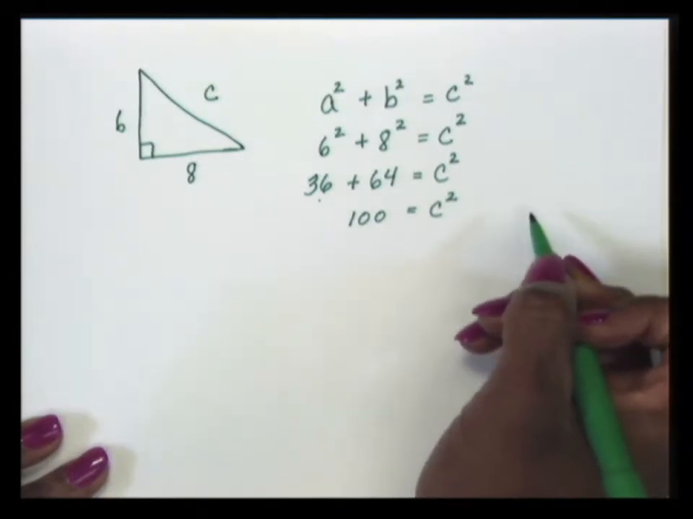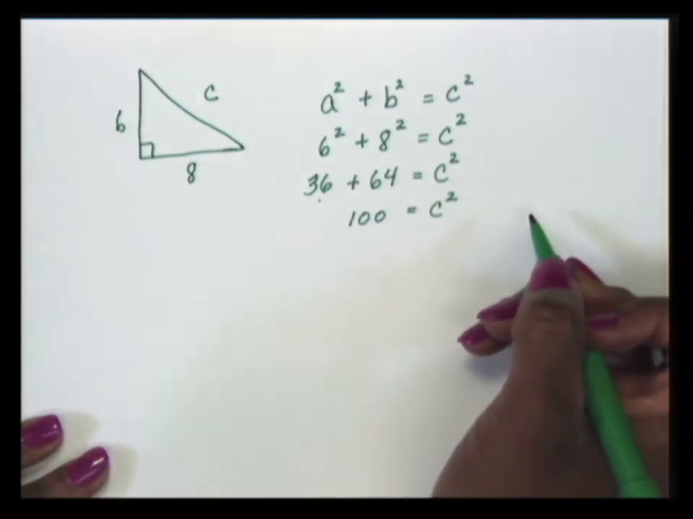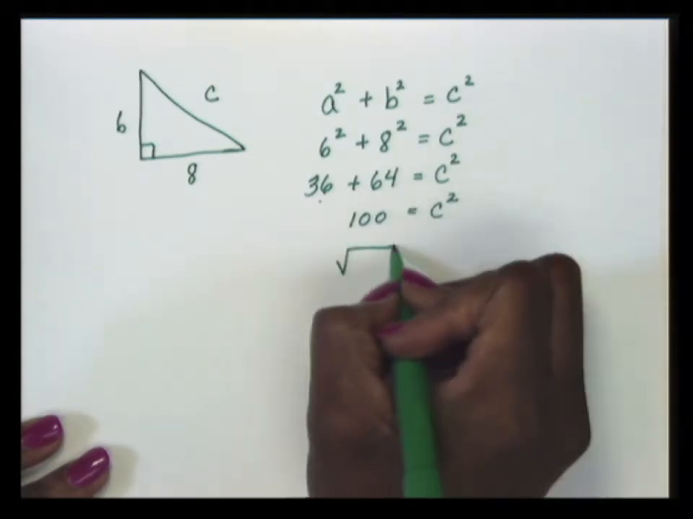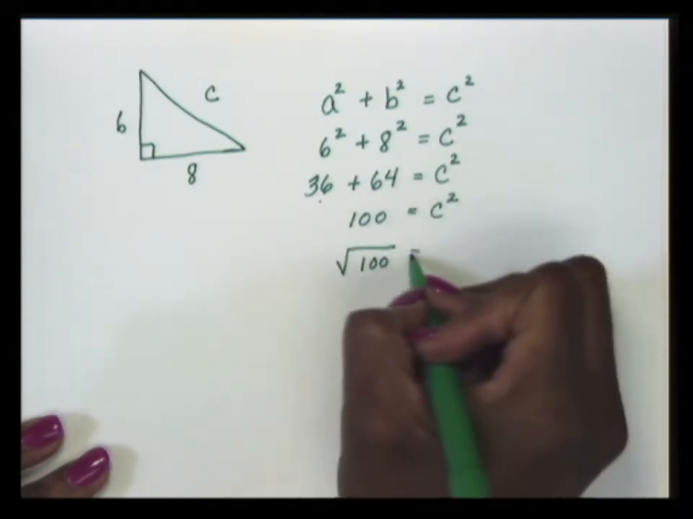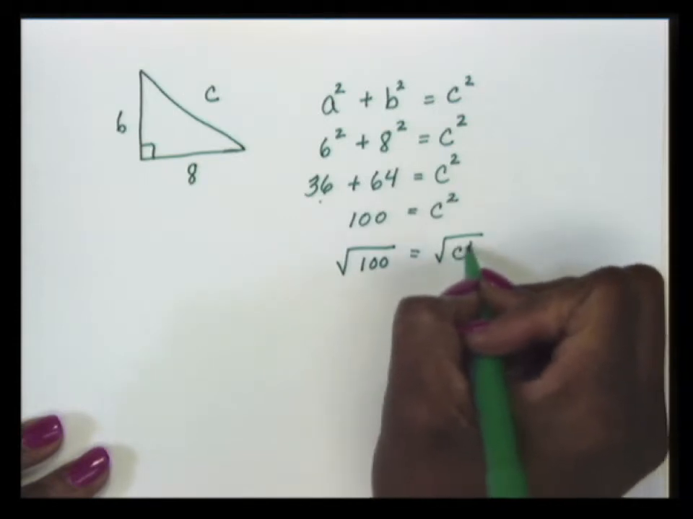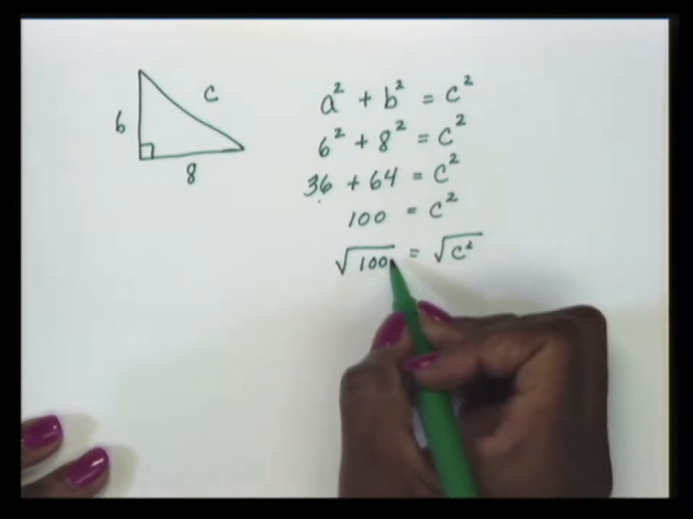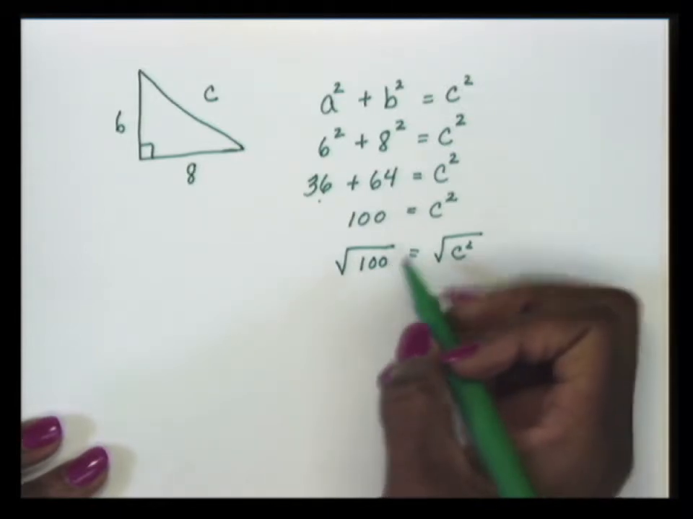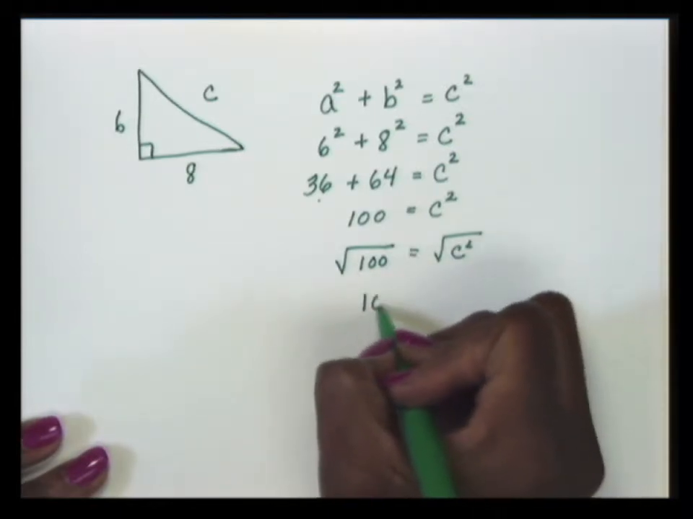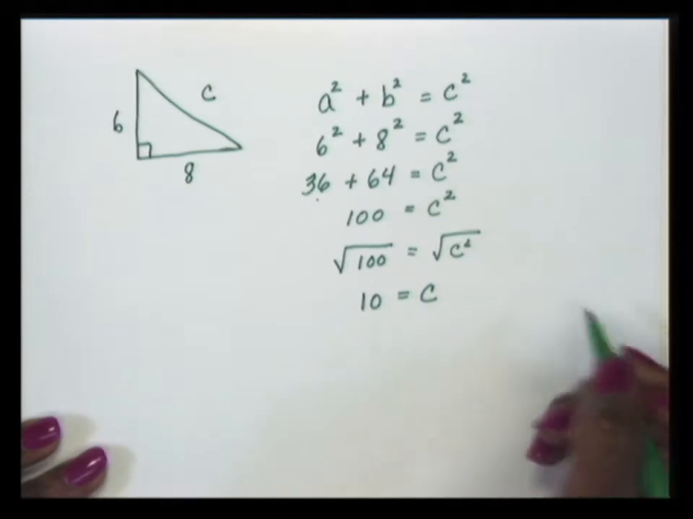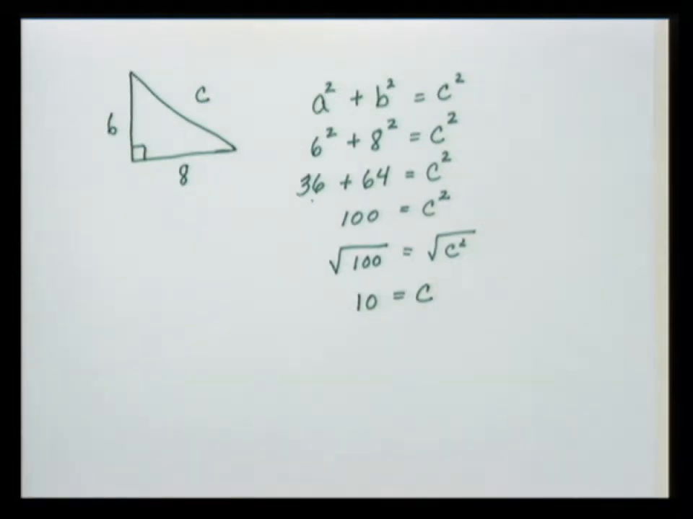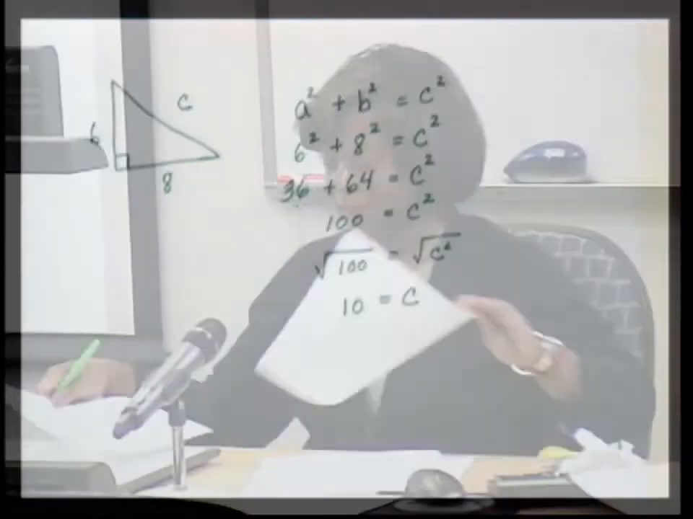So 100 is the value of c squared, but we're looking for the value of c. So we take the square root of both sides. The square root of 100, what number times itself is equal to 100? And our answer is 10. The value of our hypotenuse here is 10. We'll look at one more example.